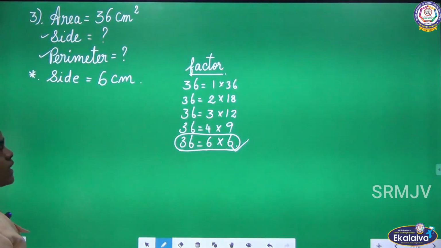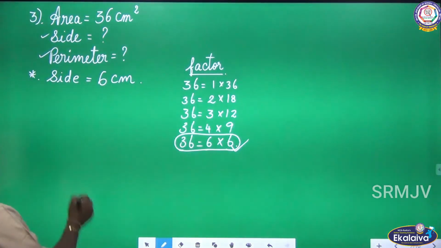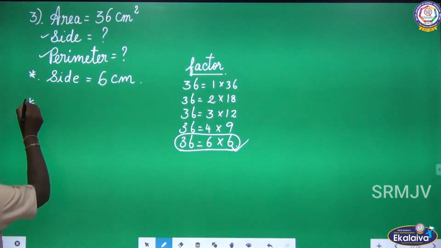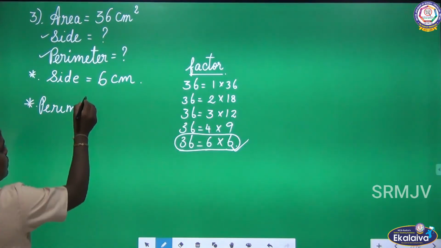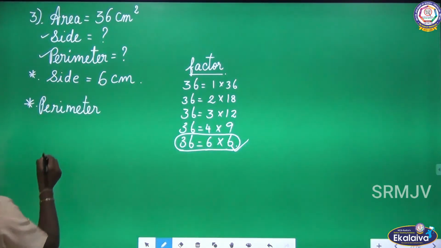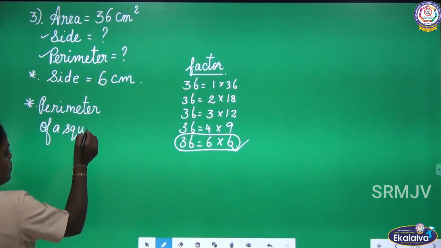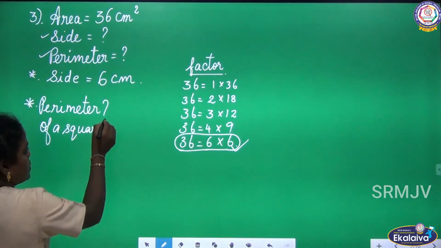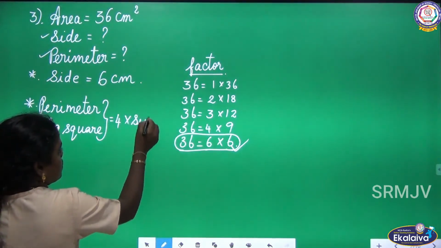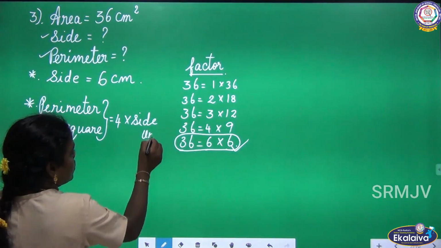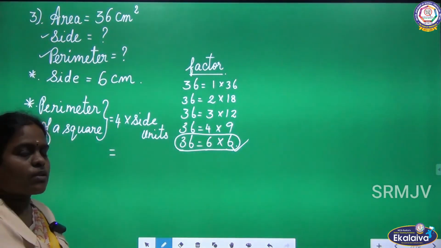Now we got the side. Then we will find out the perimeter. We know the formula to find out the perimeter of a square. What is the formula, children? Perimeter of a square. It is 4 into side units. 4 into side units is the formula to find out the perimeter of a square.